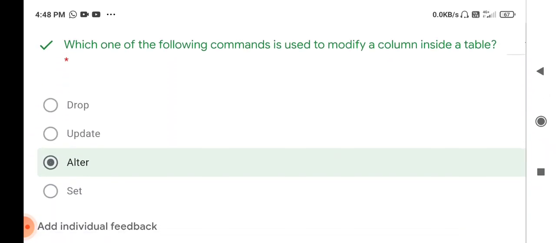Next question is, which one of the following commands is used to modify a column inside the table? The drop command is generally used for removing purpose. Update command updates a particular value. But to modify a column inside the table, you should use the alter command. Alter command is used to modify a column inside the table. So the correct option is option number 3.